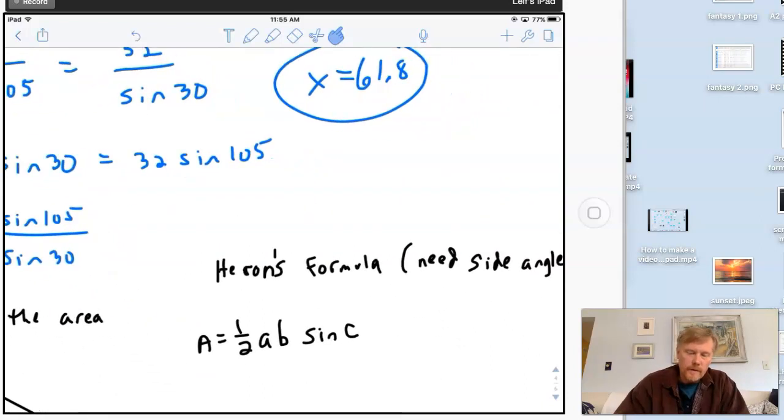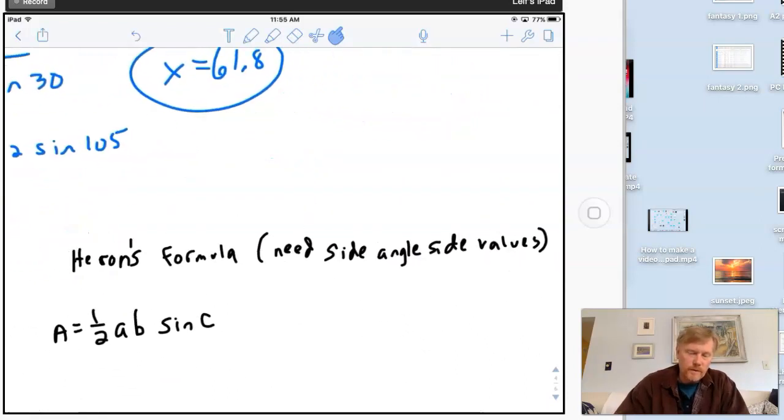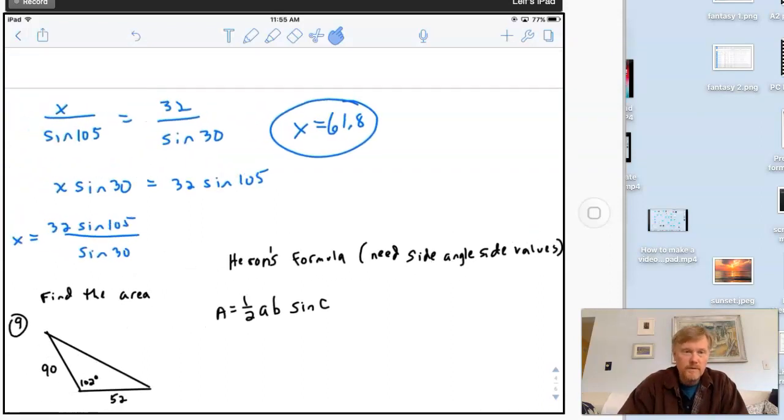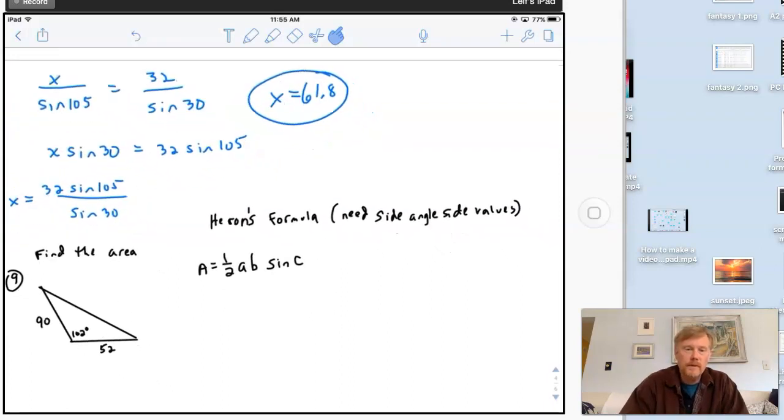Okay, now Heron's formula. This is the formula that we use to find the area of a triangle. Okay, and it doesn't have to be a right triangle. It can be any triangle. All right, so that's a nice thing. Now here's what I said. You really need to be side angle side values. If you remember back to your geometry days, there's a way we proved triangles congruent was called side angle side, and you need the two sides and then the angle in between it. So you really need that setup for Heron's formula.